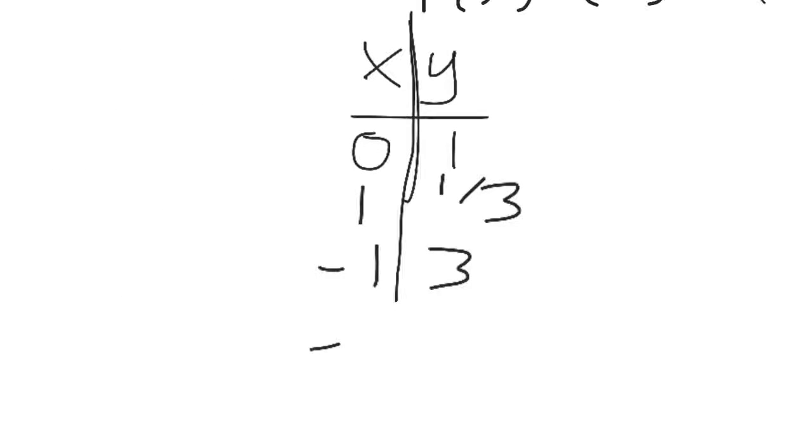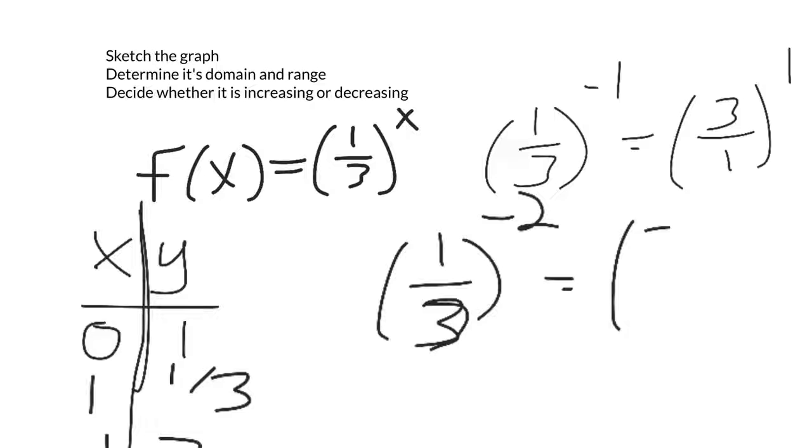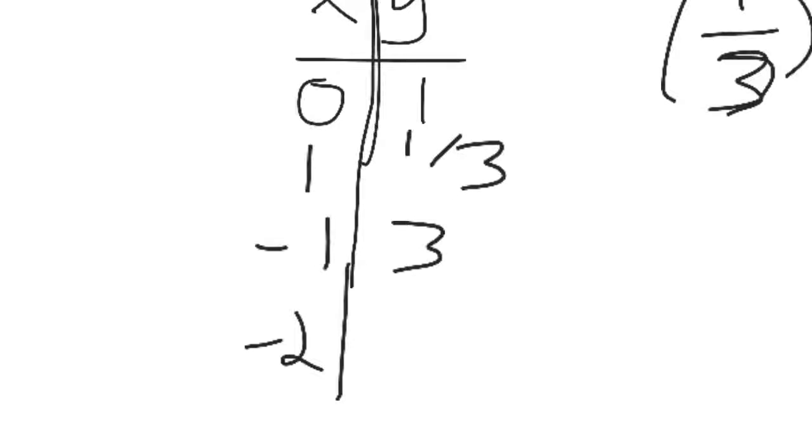So since negative helped us out, let's try another negative, negative 2. Maybe we can get a nice clean dot out of that. If you plug in negative 2 in here, that's the same thing as 3/1 to the second power. So that gives us 9 for a dot. It's still a dot on the graph, but it's hard to graph.